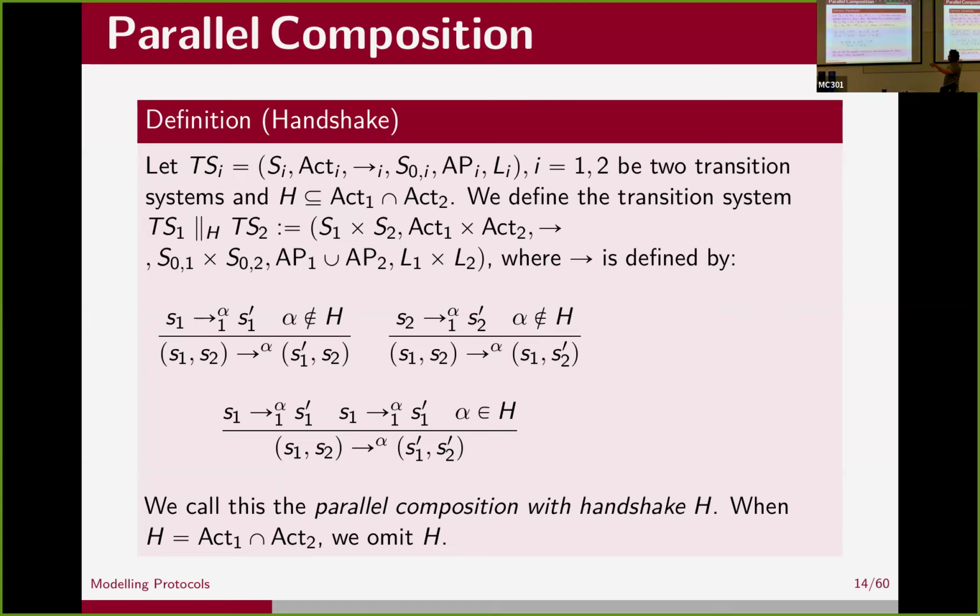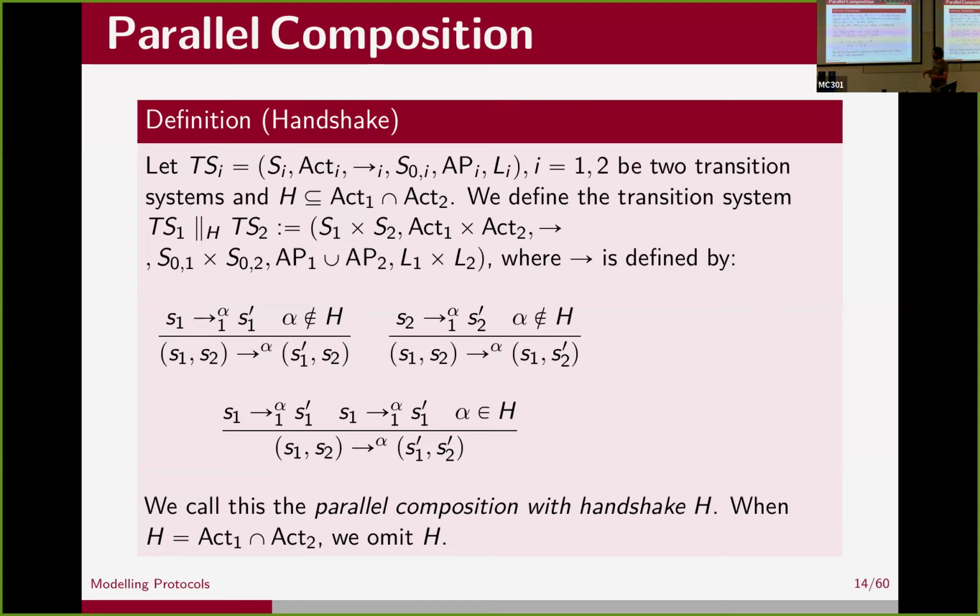So how do we define the handshake? It's again the product of the states of the two parts, and again the product of the initial state. We do the same thing with the atomic propositions and labels, but now we define the transition relation in a different way using H. So there's two cases here. One is when the action is not in this intersection, in this handshake intersection. So let's look at those first. So if S1 transitions with alpha, so this is the transition function of 1 to S1 prime, then it does so on that component. And the same for S2. So these two are the two we knew from the previous construction from the interleaving.